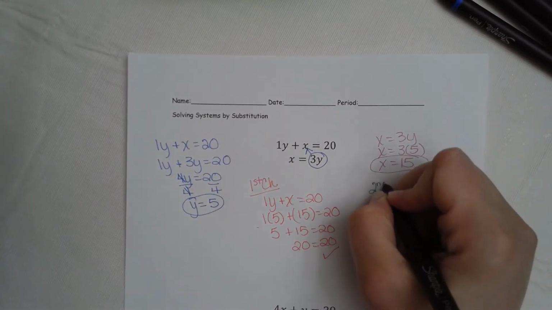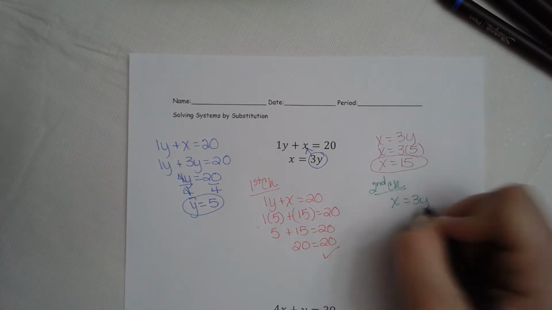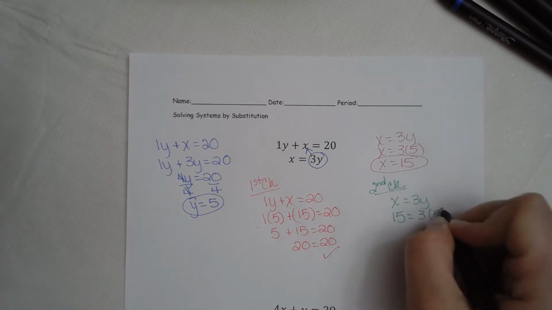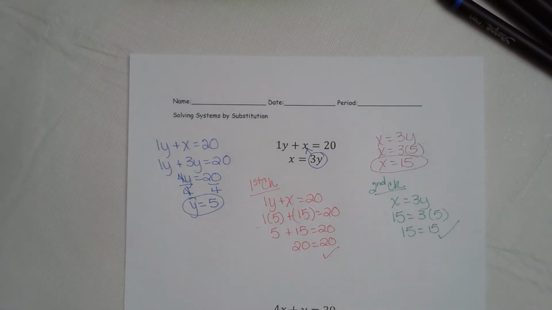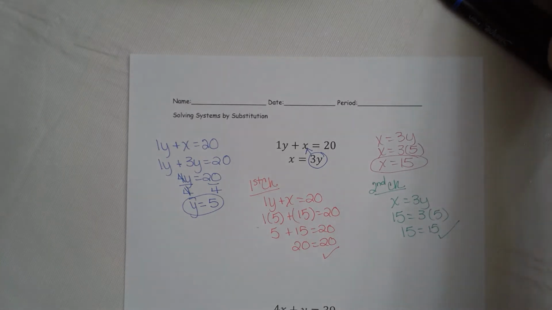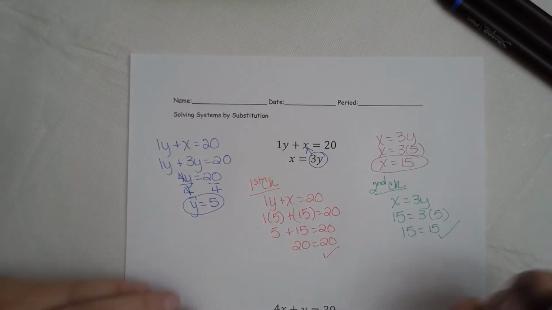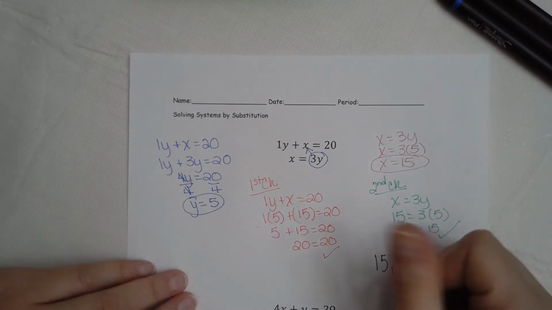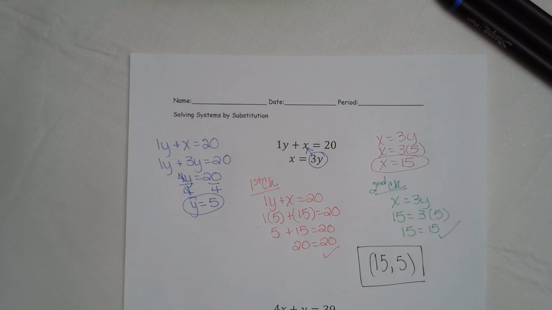Then I'm going to do the second check with the second equation, and I'm going to replace both of these. 15 equals 3 times 5, and 15 equals 15, and that also checks. Last but not least, we do have to state the point that is the solution. Off to the side, remember x goes first, it's x comma y, so 15 comma 5, and I'm just going to box that in.